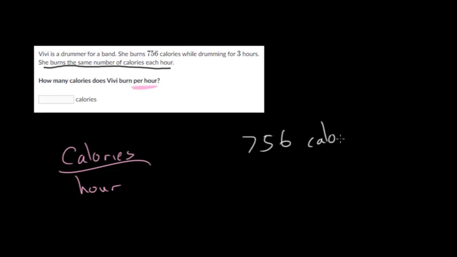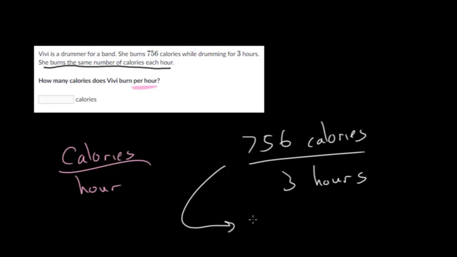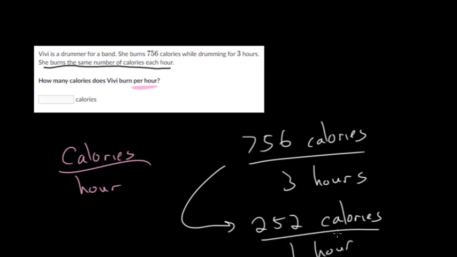So per hour is our clue here. That is the unit we want one of. So we want to figure out how many calories Vivi burns in 1 hour. So we're looking at calories per hour. And we can set this up now. We have 756 calories in 3 hours. So we just have to do the division. And so 3 goes into 756 252 times. So it is 252 calories for every 1 hour.